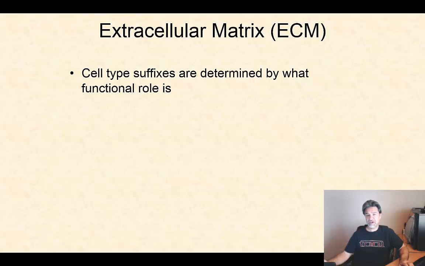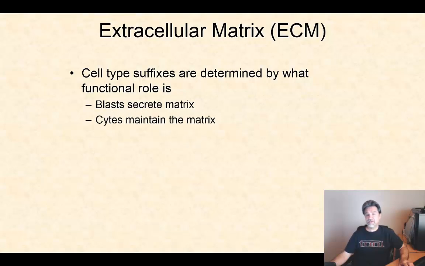And these cell types will have specific suffixes attached to them depending on their role in the connective tissue. And so the first of these cell types are the blast. And the blast make the matrix. They manufacture the extracellular matrix. And we'll define what exactly the matrix is here really quickly. So if you're a blast cell, you're producing it.